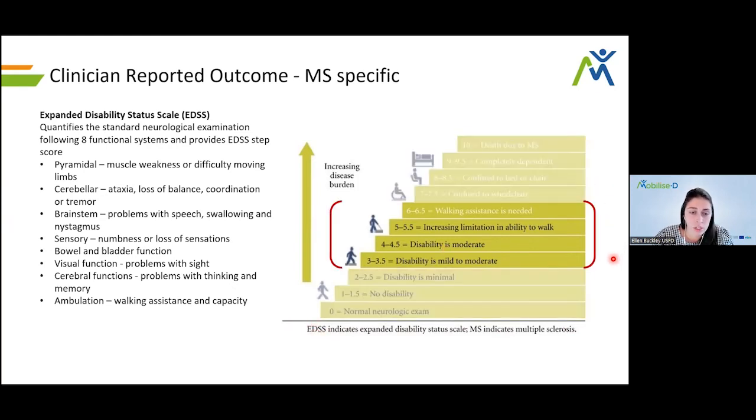Obviously, for this study, all of our patients will have started off between 3 and 6.5. As I said, that's what our screening criteria was. But obviously, over the course of this study, in the 2 years, we'll see how this will change with disease progression, any relapses and recovery, as well as treatment changes, and how this will relate to digital mobility outcomes as well.